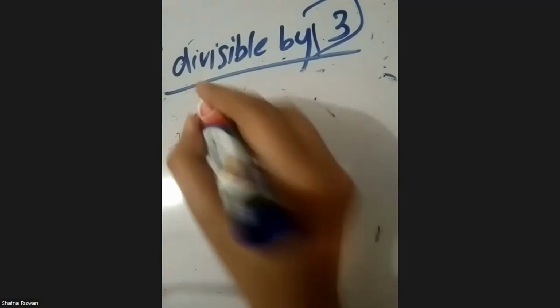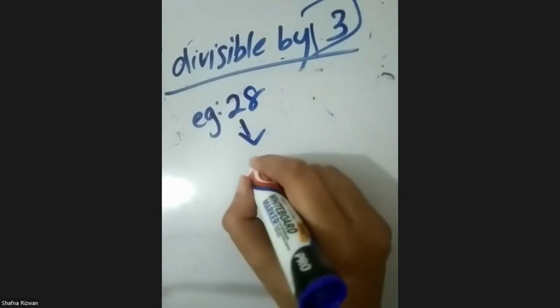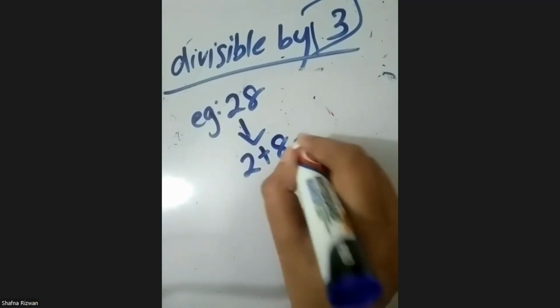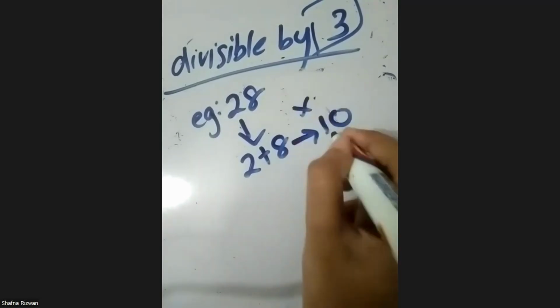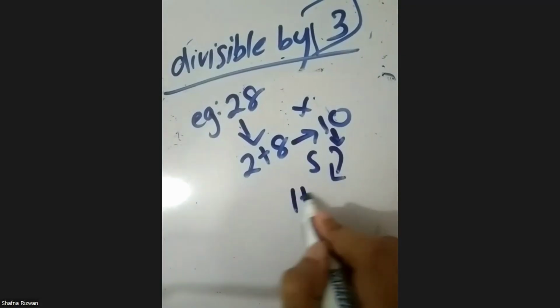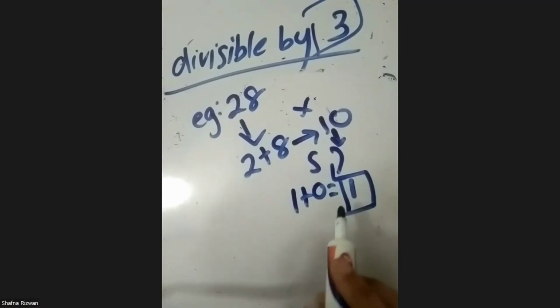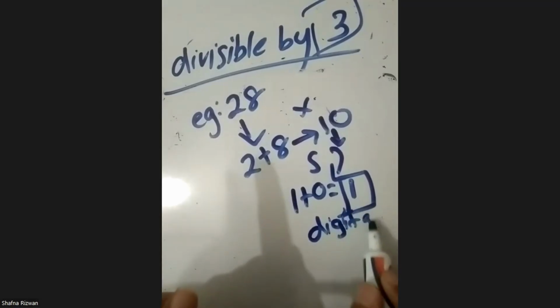Let's take 28. So, how can you find it? Let's add 2 plus 8 to find the digital root first. So, 2 plus 8 will give you 10. So, is this the digital root? No, guys, take the single digit. How can you take the single digit? Add 1 plus 0. It will give you how much? 1.